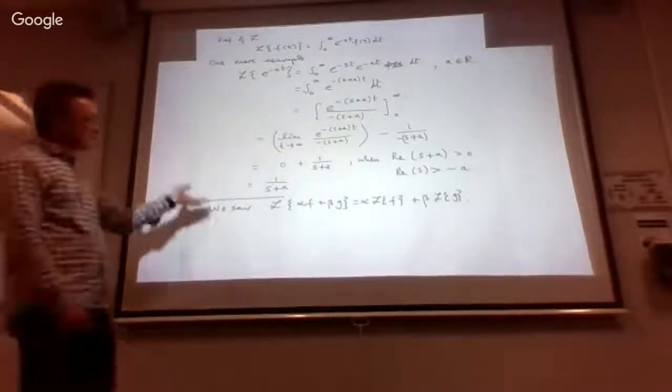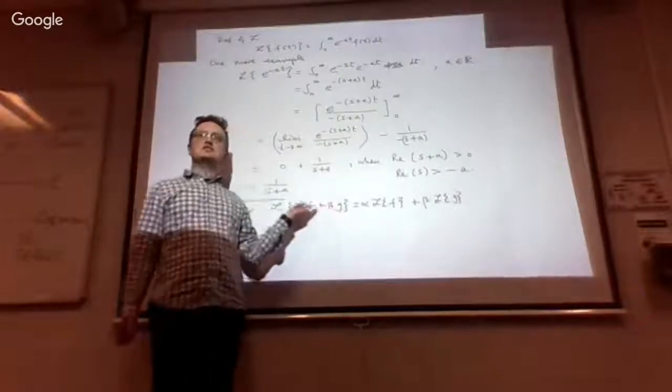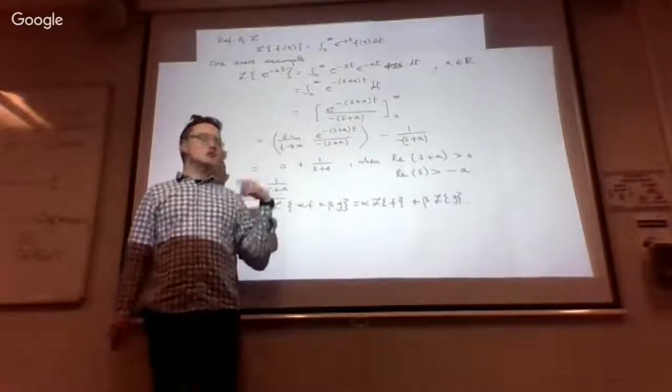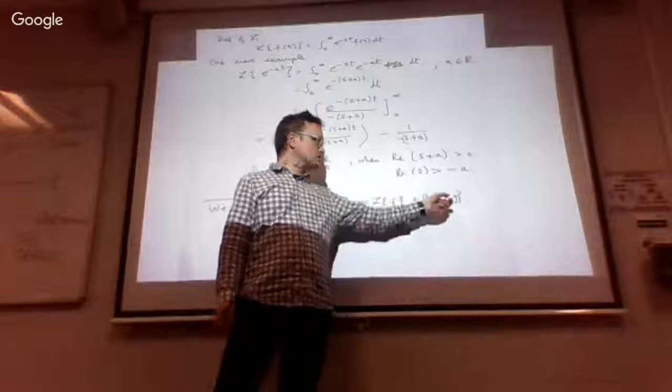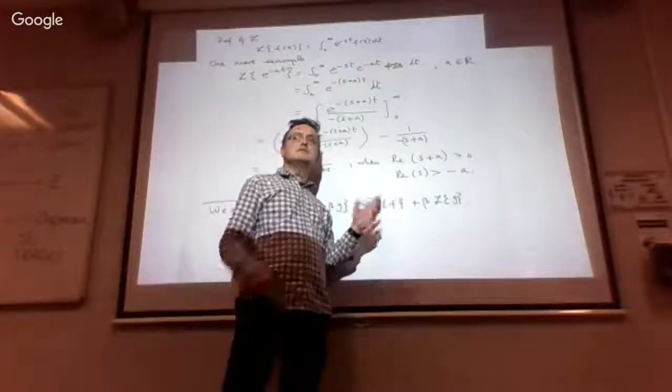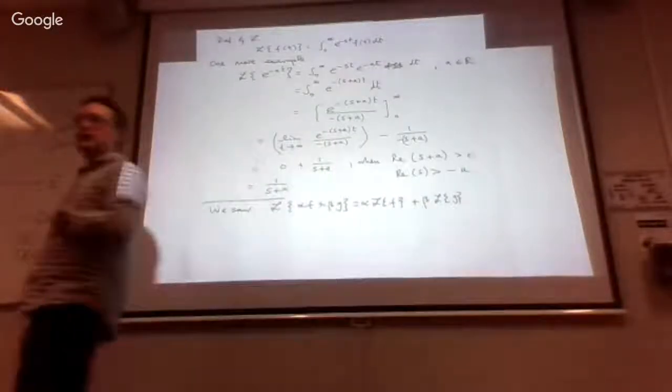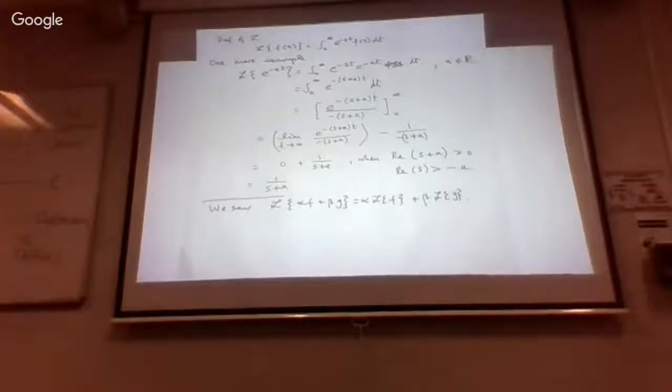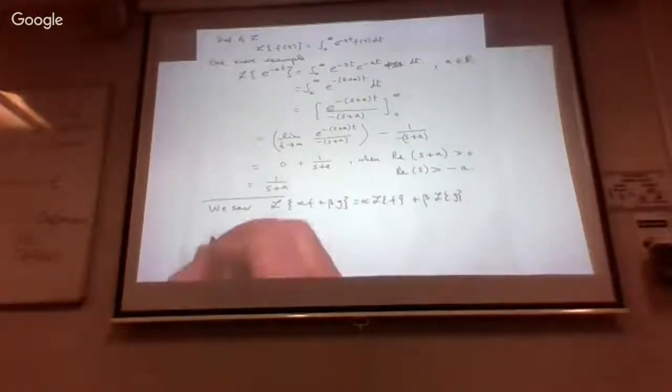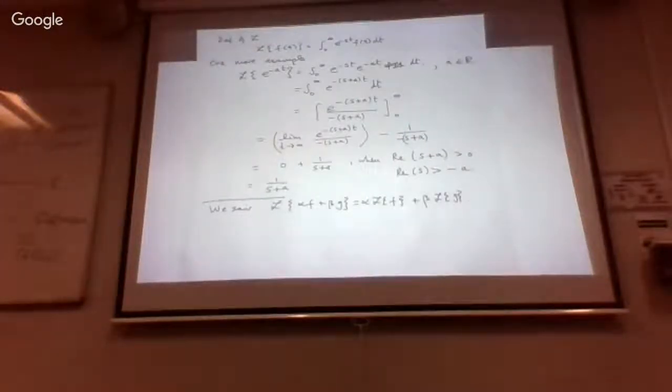If we ever want to transform some combination of functions in a linear combination, we just transform the individual functions and then make up the linear combination again. Okay? So that's extremely useful. A second property is how to handle multiples of t.